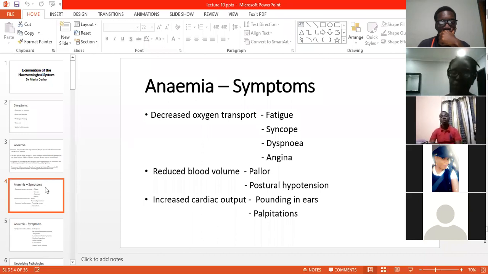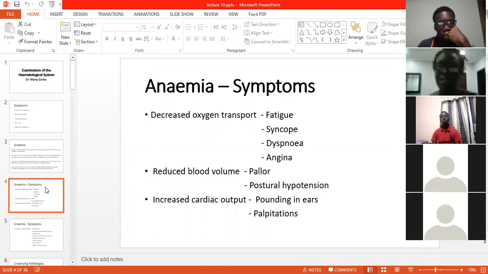Then as a result of the reduced blood volume, the patient will present with pallor. Blood is red, so when there's reduced volume of the blood going to the various organs, you see that there'll be pallor of the hands, of the conjunctiva, of the soles of the feet, and all the mucous membranes. Then there will also be an increased cardiac output, because the body realizes that there's a decreased amount of hemoglobin and decreased amount of oxygen available for transportation.